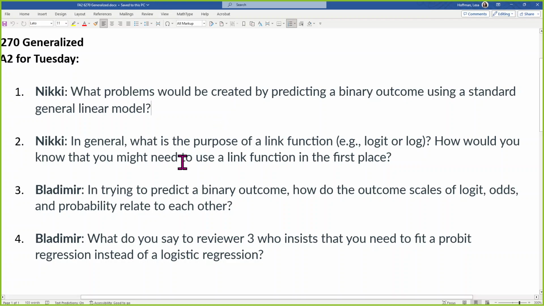Thank you. So, the next question is, in trying to predict a binary outcome, how do the outcome scales of logit, odds, and probability relate to each other? Can someone help me with this one?